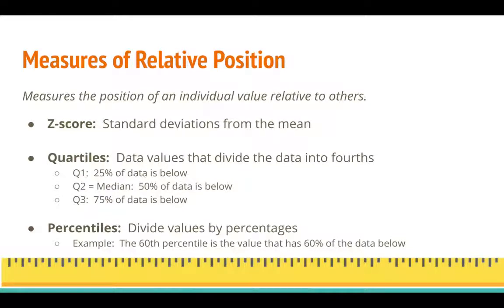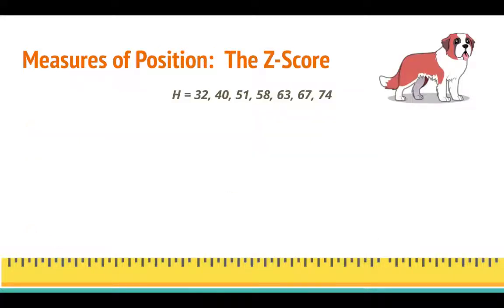A lot of standardized tests like the SAT, I don't know if the ACT is done this way. If you have a baby and you take them in and you get them measured and weighed, they give you the percentile. Because the question really isn't, what is my score, but how does my score compare to everybody else that took this test? Let's go ahead and start with the z-score.